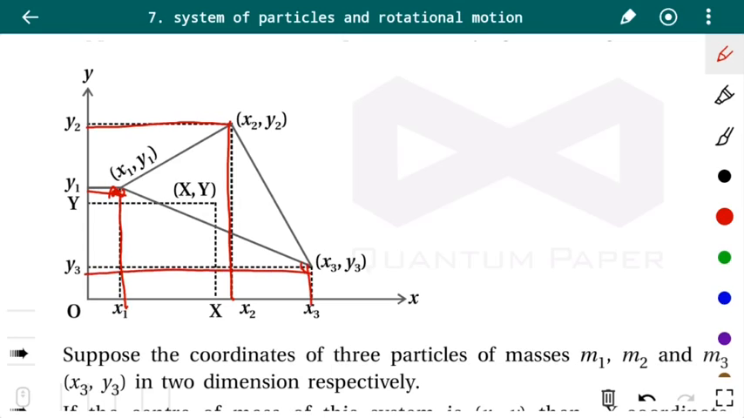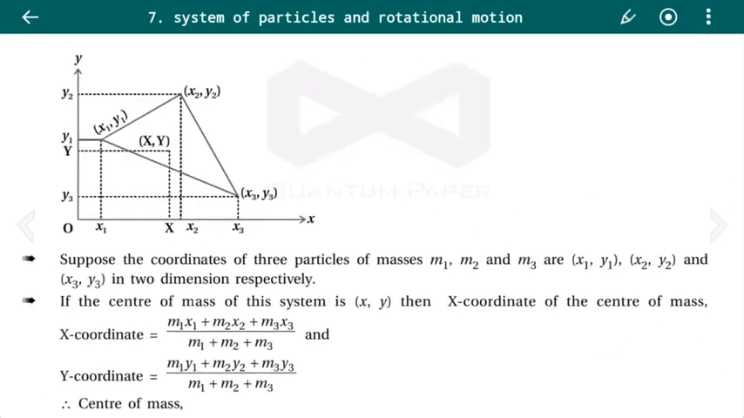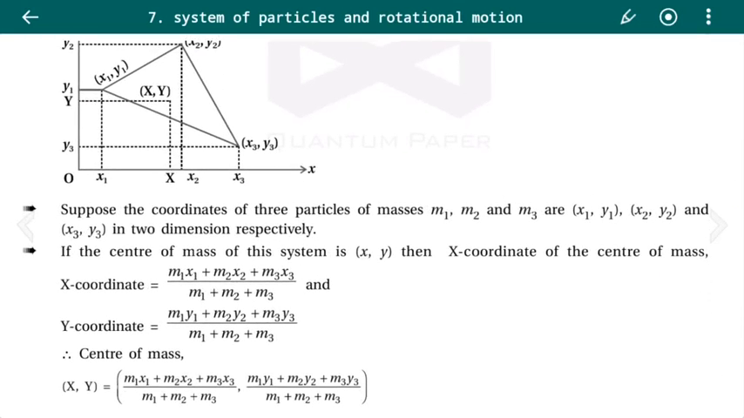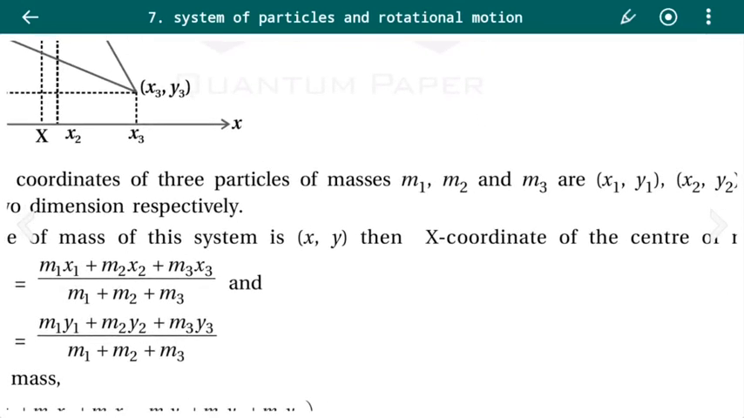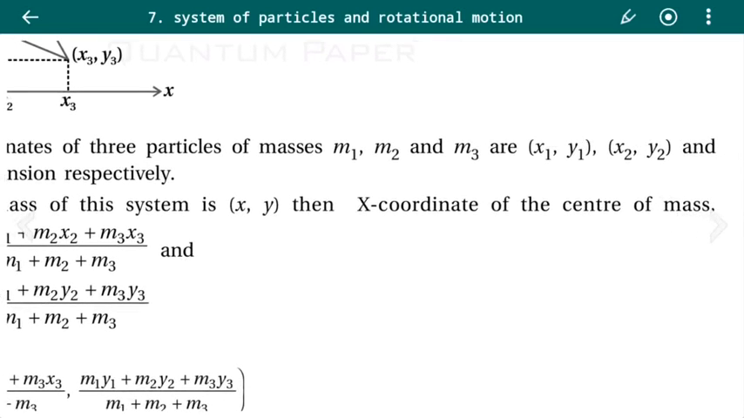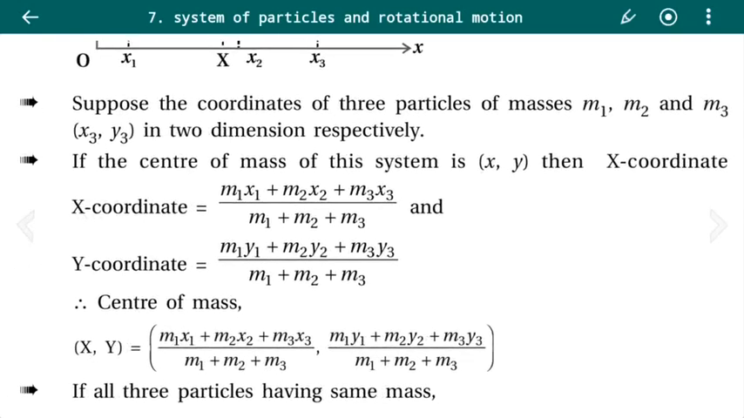So suppose the masses of the three particles are denoted by m1, m2 and m3, and their coordinates are x1, y1, x2, y2 and x3, y3 in two dimensions respectively. If the center of mass of the system is x, y, then the x coordinate of the center of mass will be what? We have seen already that the center of mass for particles that lie in one dimension was m1 x1 plus m2 x2 and so on upon the total mass.